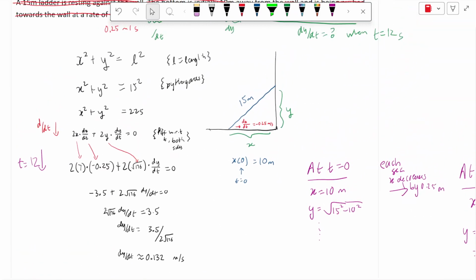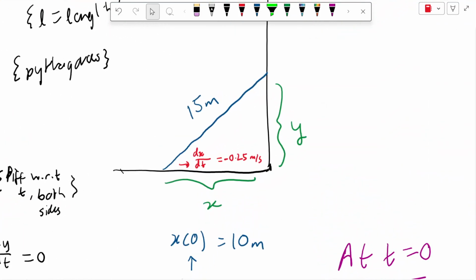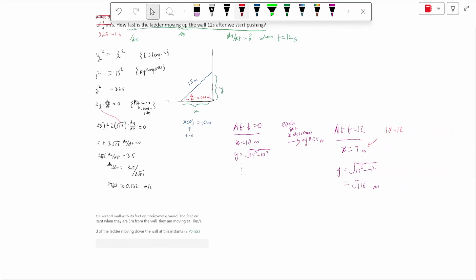Yeah, let's just make sure this sort of makes sense. So y would be getting bigger at 0.132, which is around the same sort of scale that x is getting smaller. So that seems like a sensible sort of answer. And that's how we do that question.